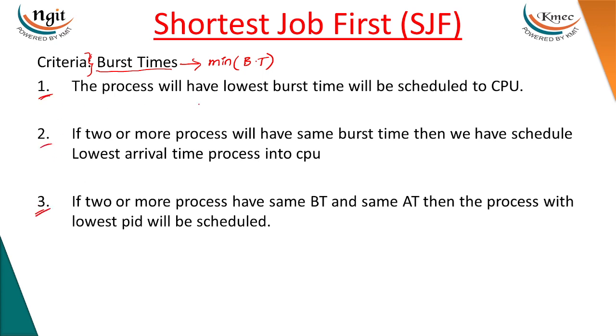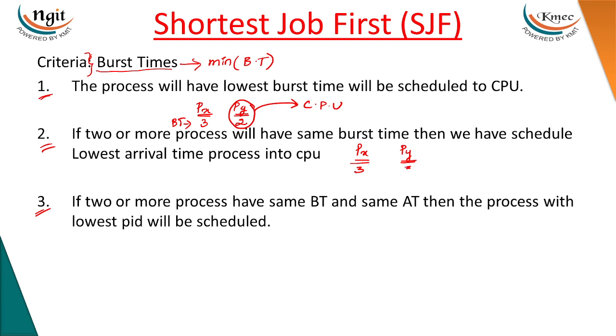First, if a process Px and a process Py have burst times 3 and 2, then among these two processes we schedule Py to the CPU, because Py has the lowest burst time, the minimum burst time.